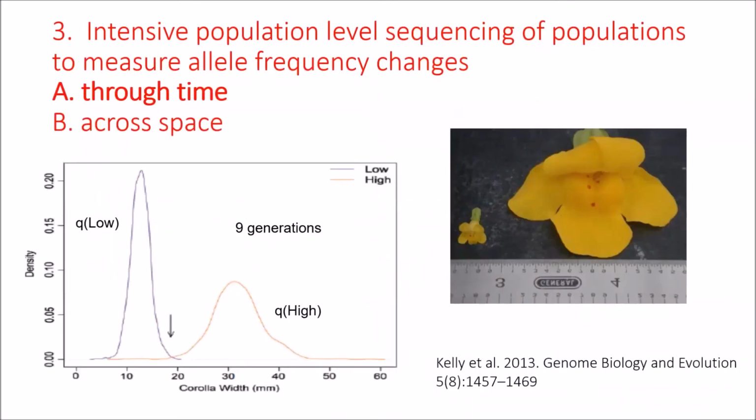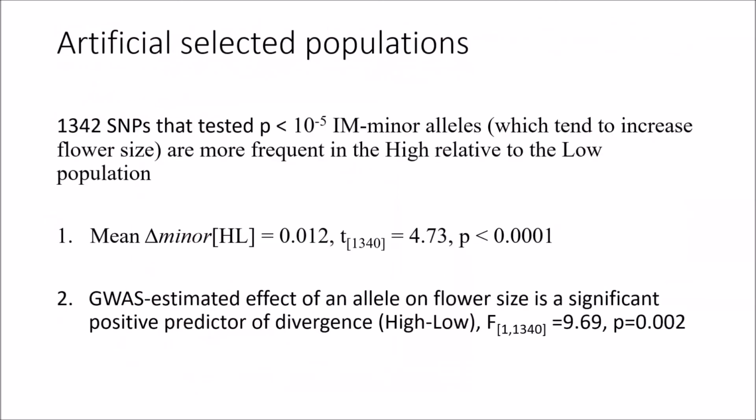Consider the second thing, which is sampling a population through time. For that selection experiment we did on flower size, of course, we measured the phenotypes, but as many people here in Vienna do, we whole genome sequenced the ancestral population and the derived population. And what we found was that divergence between the populations in terms of allele frequency is well predicted by our estimates of effects in the GWAS. In other words, if an allele tended to increase flower size in the GWAS, it tended to become more frequent in the population we selected for larger flowers, and the reverse happened in the small flowered population.